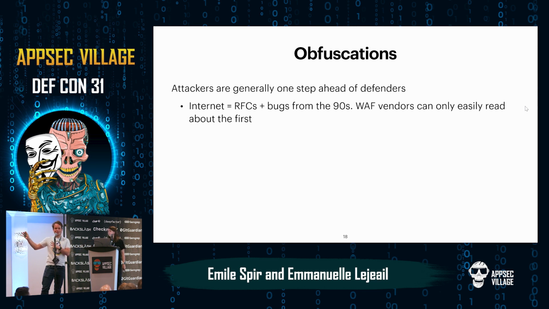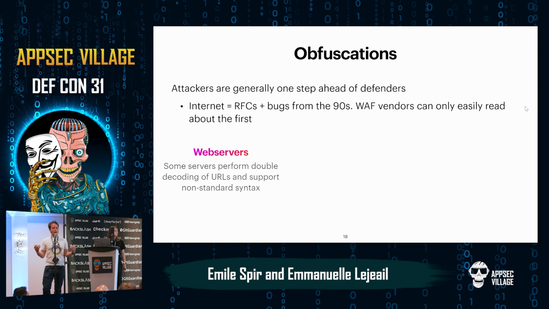And as a vendor, you can only really easily find the first ones. What are we talking about with those weird bugs? You have a web server that I'm not going to name that happens to perform recursive decoding of URLs and support non-standard syntax. What this means is that you have this monstrosity here, and it's going to be converted into an open bracket. Why? Because I guess some engineer hates us.